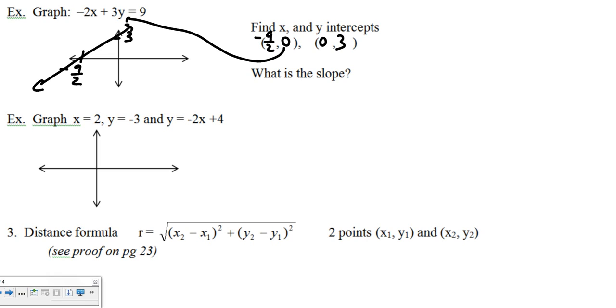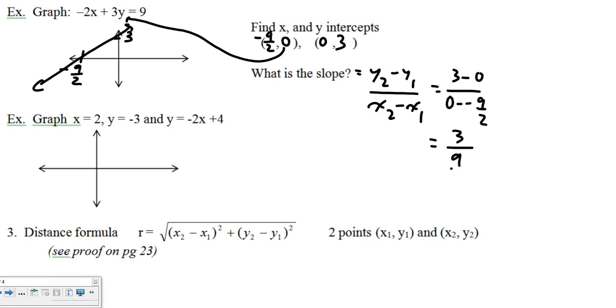The slope of this, the slope we're going to remember is going to be change in y's over change in x's. I'm going to substitute numbers in. This is going to be 3 minus 0 over 0 minus negative 9 halves. And when you simplify, we have a number divided by a fraction in the denominator, so we're going to multiply by the reciprocal. 3 goes into 9 3 times, so you're going to be left with 2/3 for the slope.